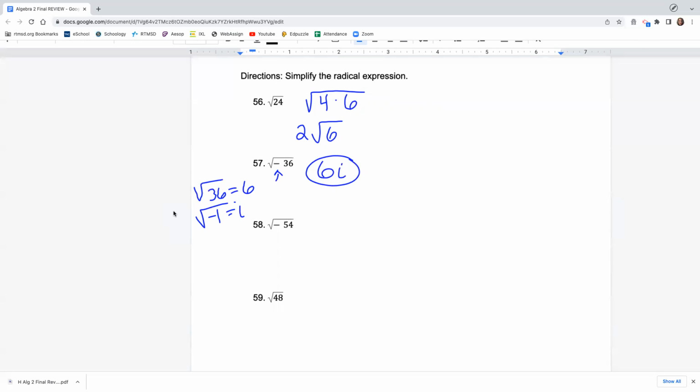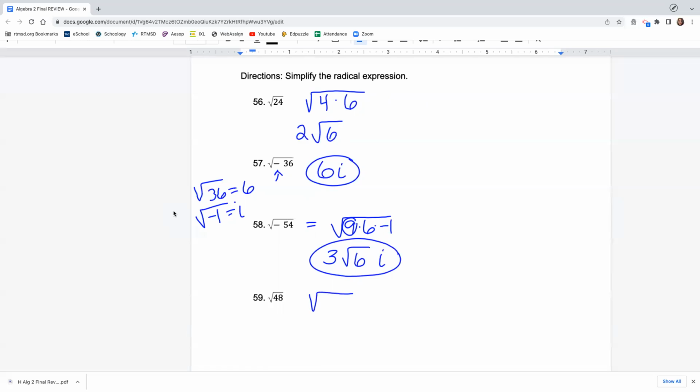58 is also an imaginary number, but 54 is not a perfect square. So you have to think of it as rewriting it as 9 times 6, where 9 is a perfect square, and then times this -1 here. The square root of 9 is 3. The square root of 6 stays the square root of 6, and the square root of -1 is i.